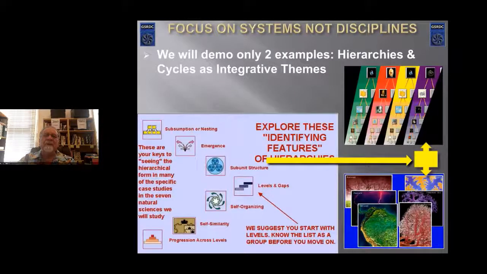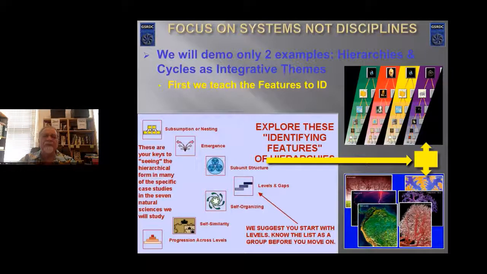We'll demo only two examples, hierarchies and cycles, and that's what these pictures are here. First, we teach the features to identify. So this is the identifying features of hierarchy, and each one of these is a button by which they go through explanations of subsumption and nesting or self-organizing or self-similarity as an example of hierarchies. Then we go through real examples. Let's say we went through hierarchies and we looked at structural hierarchies, idea hierarchies, and so on, which we're going to show you in just a minute.